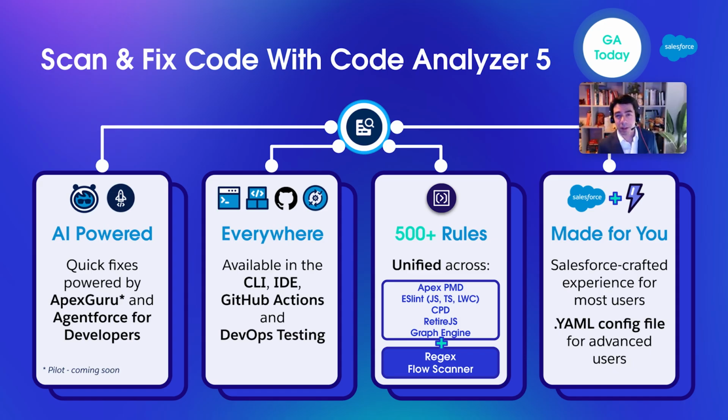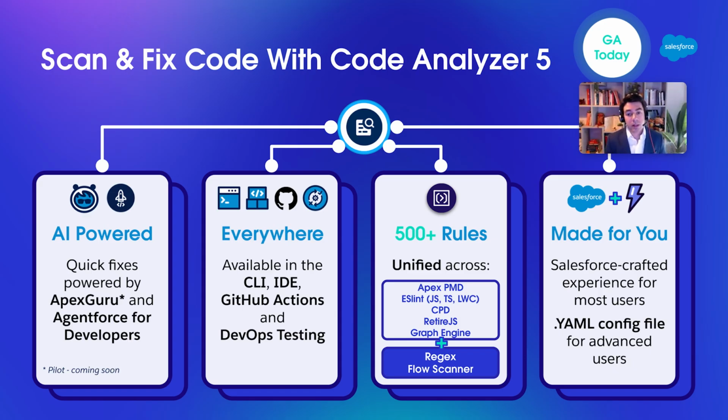It's pretty much available across all of our core developer experiences. That means the CLI and the IDE. We have a GitHub action and, of course, DevOps testing, as I mentioned earlier. And that gives you over 500 different rules across a number of different what we call engines. Engines are basically the open source tools that actually scan your code. It is basically sitting on top of those as a unified layer, right?